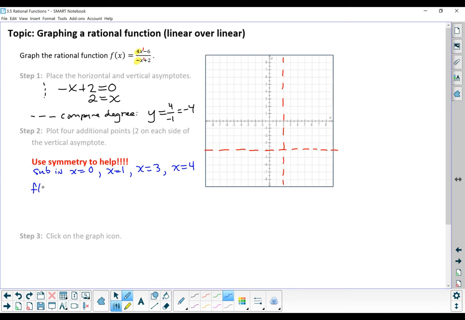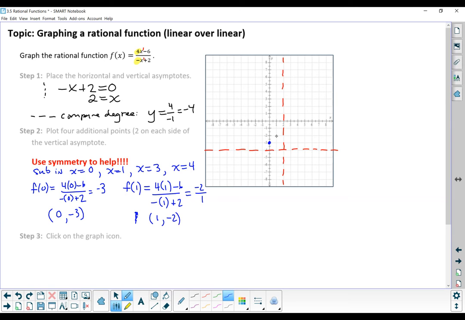So subbing in 0, I get 4 times 0 minus 6 over -0 plus 2. That's -3. So I can plot the point 0, -3. If I sub in 1, I get 4 times 1 minus 6 over -1 plus 2, and that is negative 2 over 1, so negative 2. When I sub in 1, I get negative 2.